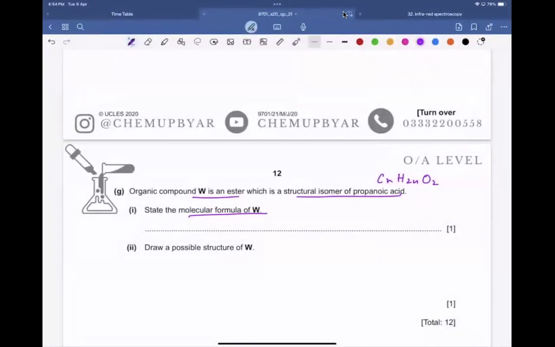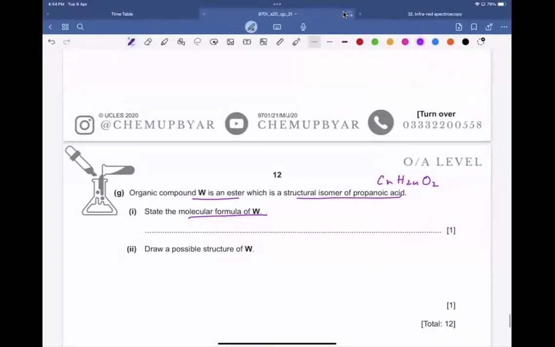Yeah, CnH2nO2. So it's propanoic acid, meaning 3 carbon atoms. So I just put 3 in the general formula. So I'll get the molecular formula. So it would be C3H6O2. So that is the molecular formula for the carboxylic acid as well as the ester of 3 carbon atoms.